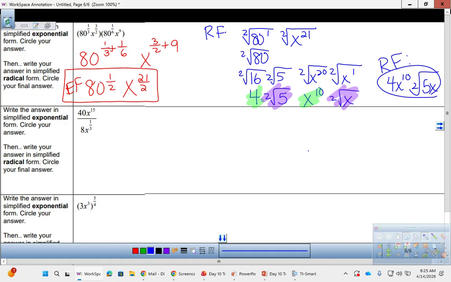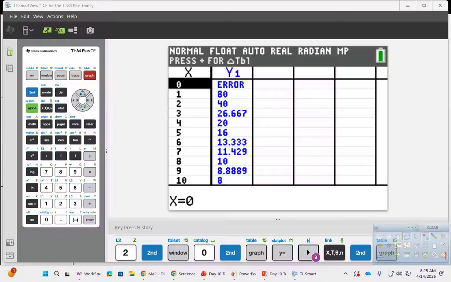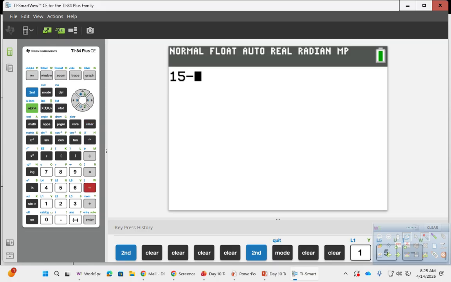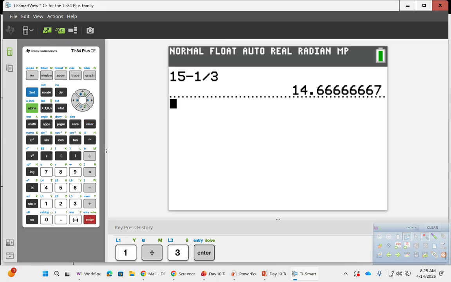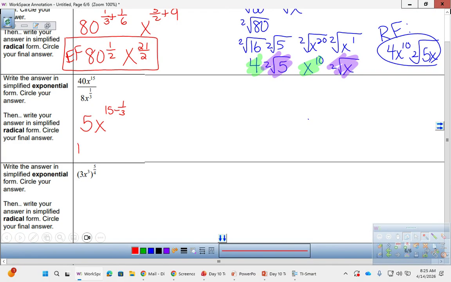All right, next one, this is the division property. We are dividing coefficients, keeping bases, subtracting exponents. 40 divided by 8 is 5. Keep the base. 15 minus 1/3. The calculator will do that for me. If it's a decimal, we make it a fraction. 44/3. Exponential form, 5x to the 44/3.